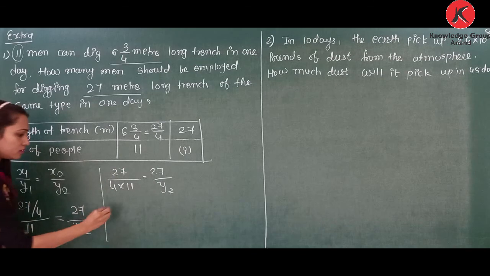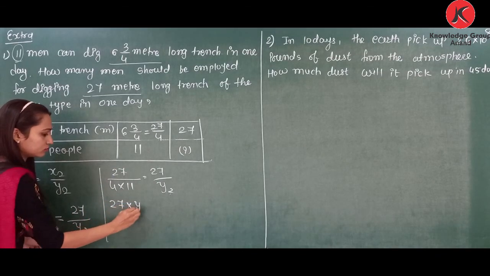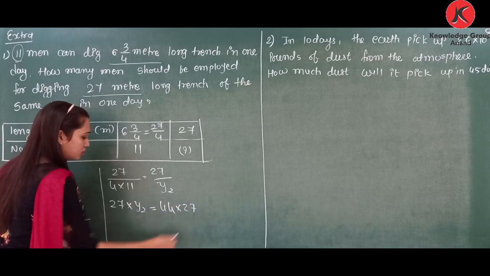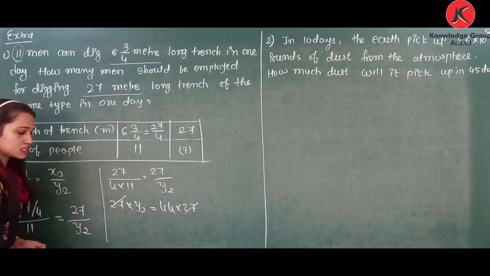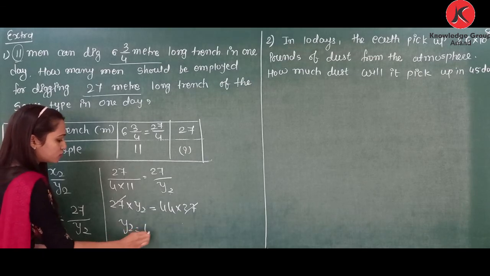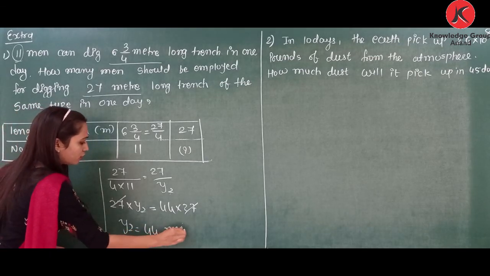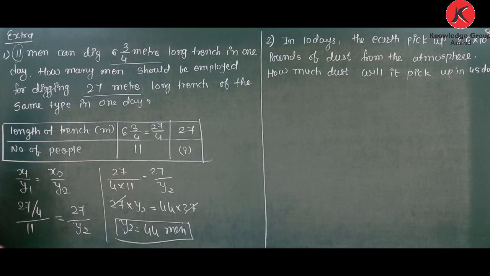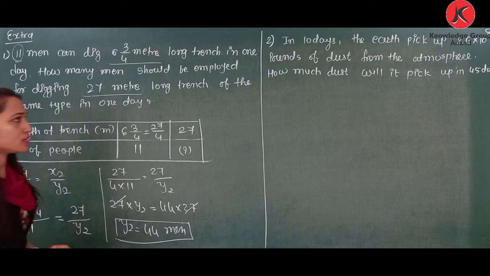By y2 we need to find, 44 multiplied by 27. So 27 will be cancelled out because this 27 will be in the denominator. So y2 is equal to 44. So 44 men are required to complete the work in one day when the length of the trench will be 27 meters. Clear? Now next one.